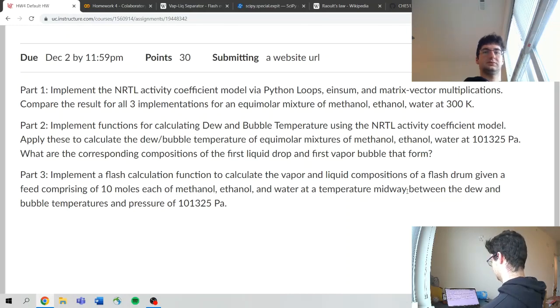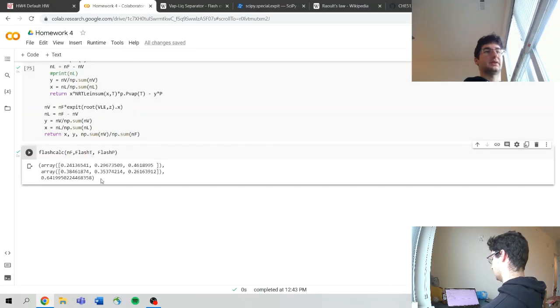So I think that's everything we need. So there we go. That's how you do a flash calculation. And we learned today that using that ideal dew point is important.